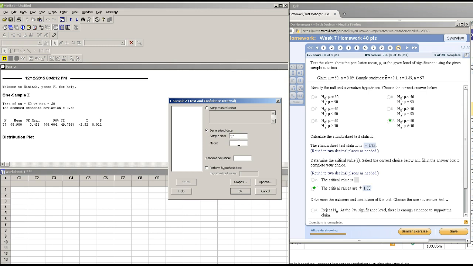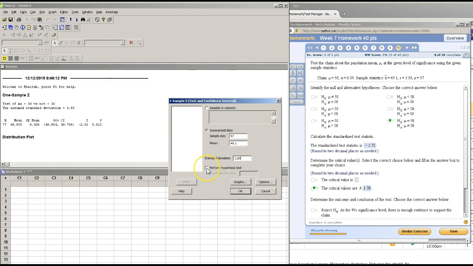Our mean, and that's the mean of your sample, not your claimed mean. That's the mean of your sample. So that's going to be the mean that's over here. That's x bar of 49.1. Your standard deviation is given, 3.89.